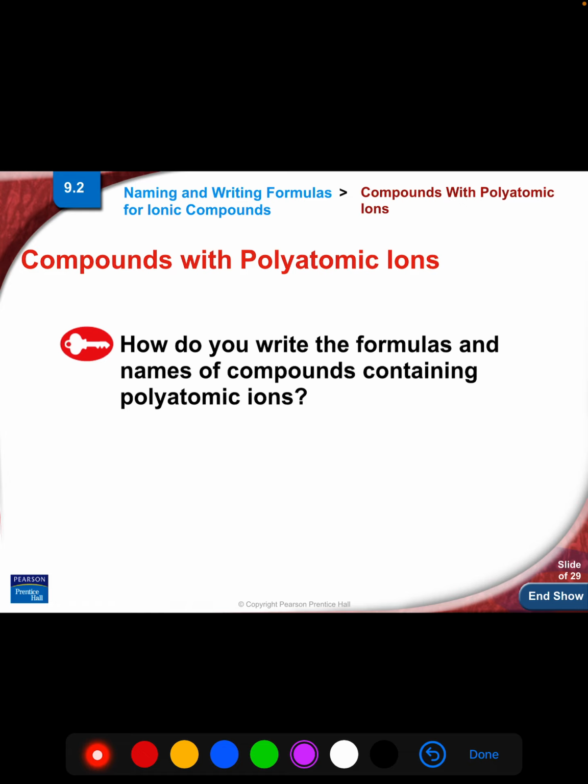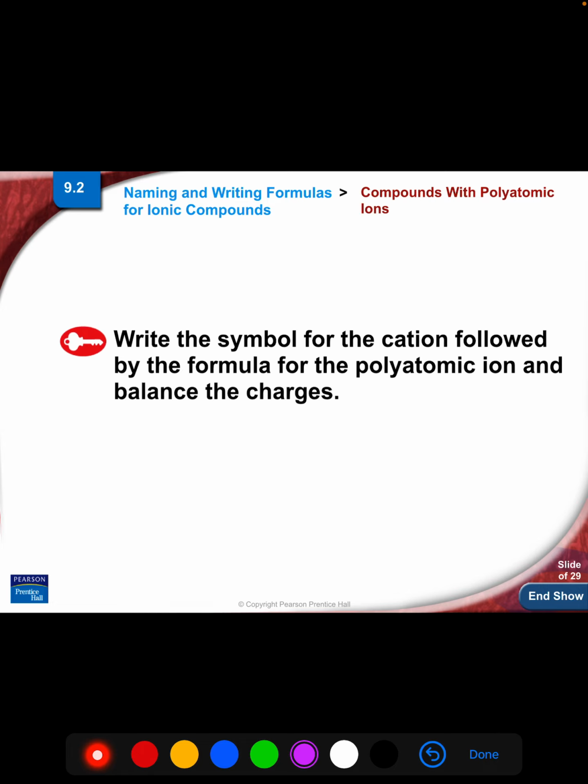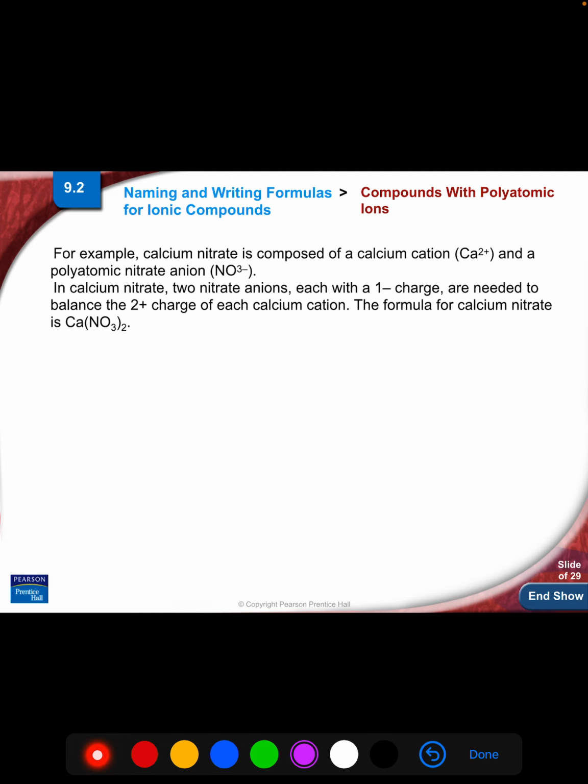Let's go on. How do you write the formulas and names of compounds containing polyatomic ions? You do it the same way you did with binary compounds, except now instead of two individual ions, you may have one or two polyatomic ions coming together, a positive and a negative one. So you write the formula for the cation followed by the formula for the polyatomic ion, and you balance the charges, just as we did before.